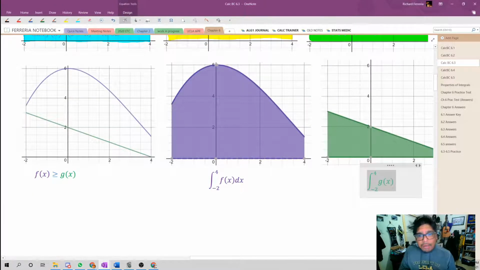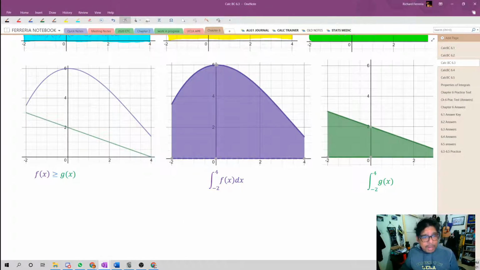And if I compare the area under each of those curves separately, I can tell clearly that the area under the bigger function has to be bigger than the area under the smaller function. And that's all that domination says. It says that the area under the bigger function is always bigger than the area under the smaller function.